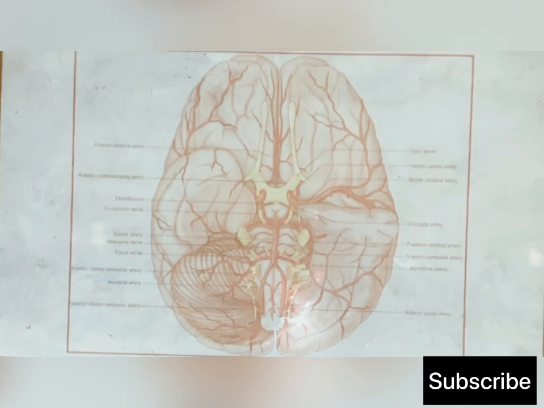So the two vertebral arteries unite at the inferior border of the pons. I told you that the brainstem consists of the midbrain, which is this one, the pons, which is this one, and the medulla oblongata, which is this one. So the two vertebral arteries unite at the inferior border of the pons. This is the inferior border of the pons. So at the inferior border of the pons, the two vertebral arteries unite to form this basilar artery. Are you clear?